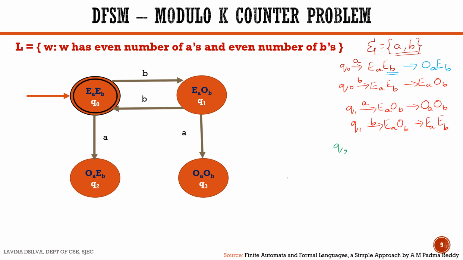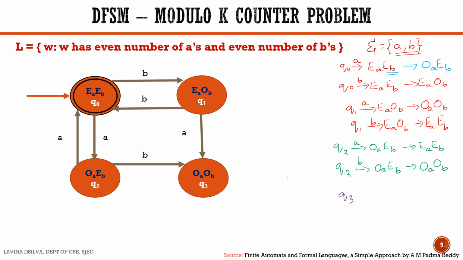Similarly for the other transitions. On Q2, that is OA and EB state, when it receives an A, it ends up in even number of A's. There are no changes in the number of B's. Therefore, when Q2 state sees an A, it goes to Q0 state. Q2 on seeing a B: there is no change in the number of A's, whereas on seeing another B, even number of B's becomes odd number of B's. So OA and OB is Q3 state.